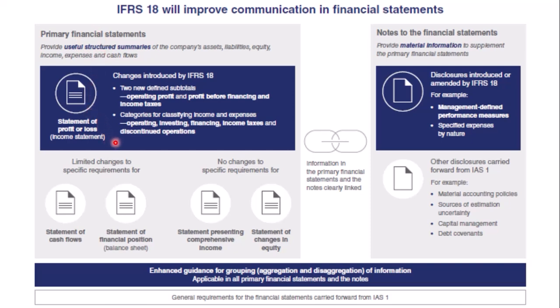Some of the major changes that have been introduced by IFRS 18 to the statement of profit and loss are the two new defined subtotals in there. The one is operating profit and profit before financing and income taxes. Also, the categories for classifying income and expenses have been changed there slightly. So there are certain categories that must now be disclosed openly, and you will split your income and expenses into these categories: operating, investing, financing, income taxes, and discontinued operations.